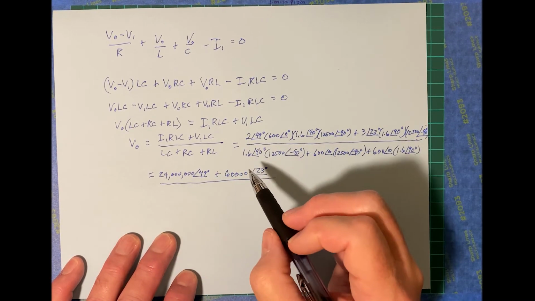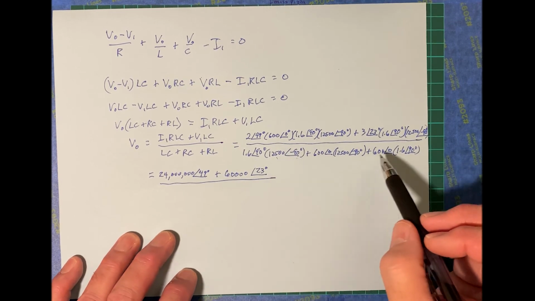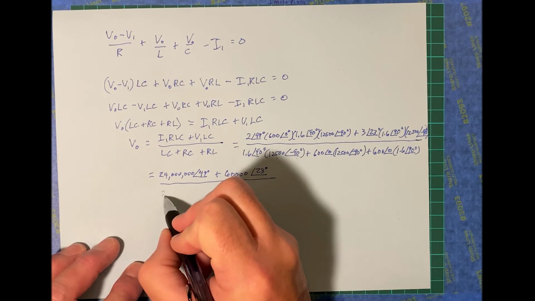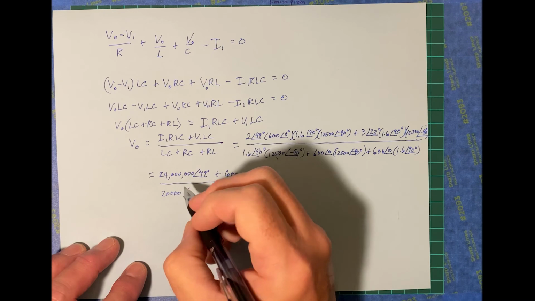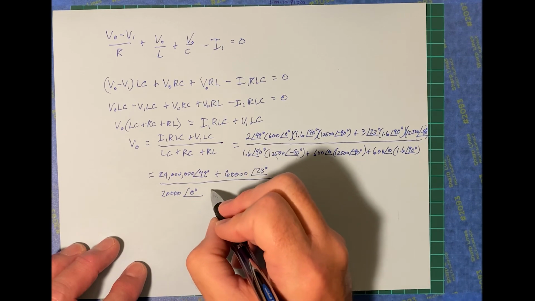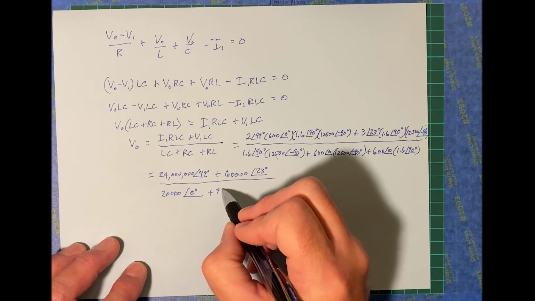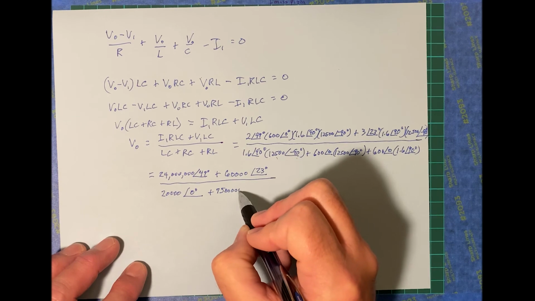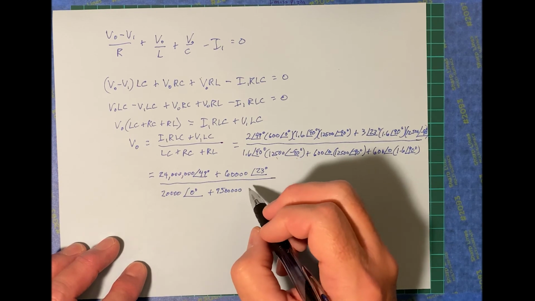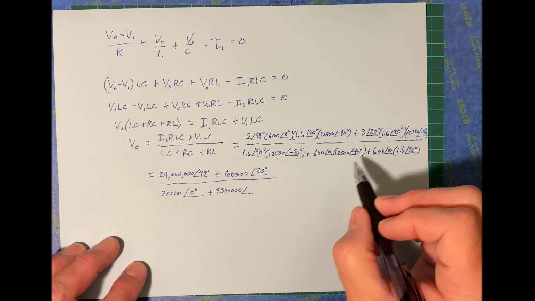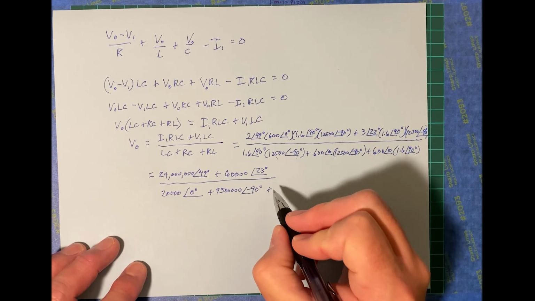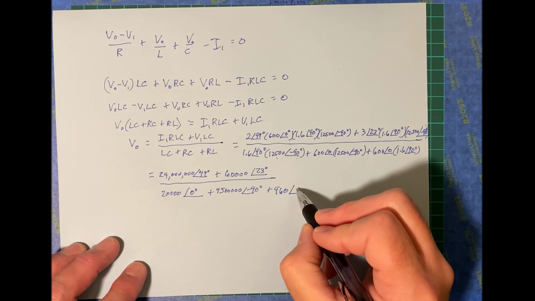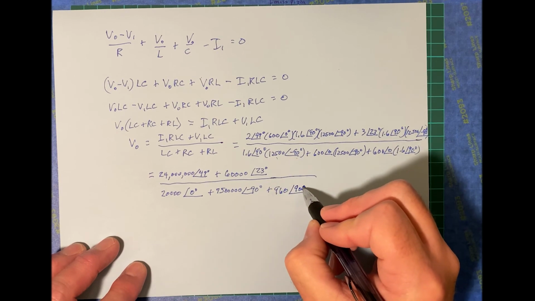Divided by, now you've got to do the same thing for each of these three terms that are on the bottom. And this is going to be 20,000 angle 0 degrees plus, this one turns out to be 7.5 million angle negative 90 degrees plus 960 angle 90 degrees. That's a degree mark there.